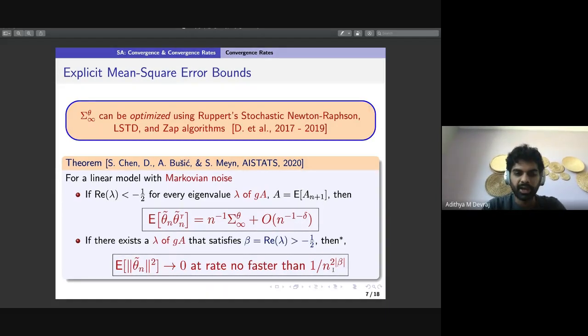And you can optimize this quantity, the asymptotic covariance, using various algorithms, and examples here are Ruppert's stochastic Newton-Raphson. The LSTD(lambda) algorithm is also a special case of an algorithm that tries to optimize the asymptotic covariance, but that is not really their goal in the paper. And all these algorithms are also designed to achieve optimal asymptotic covariance.